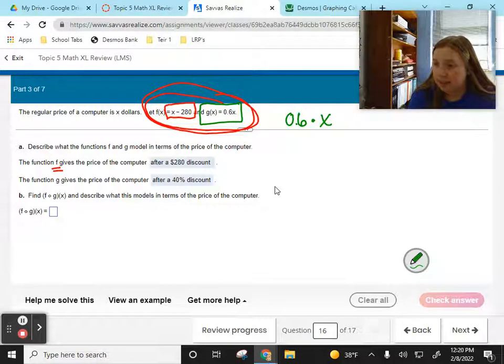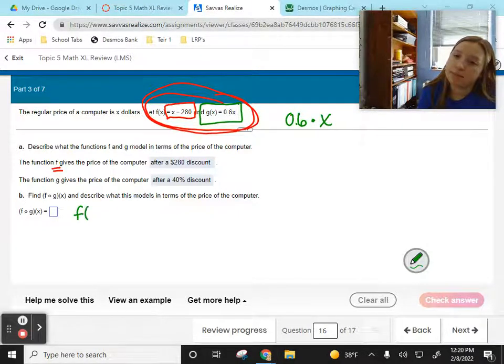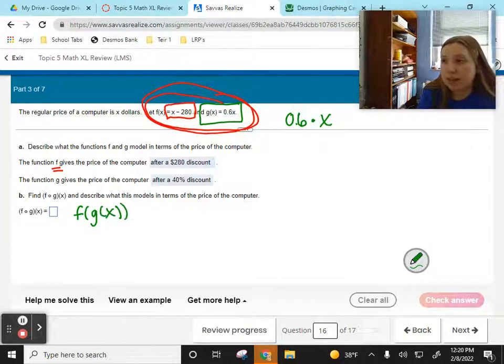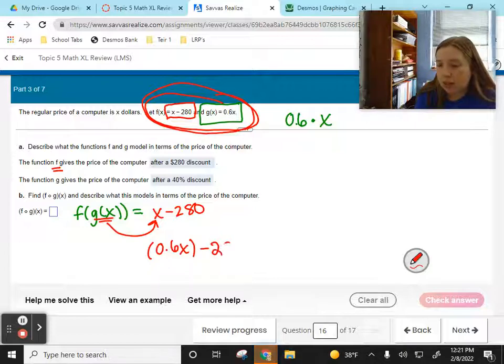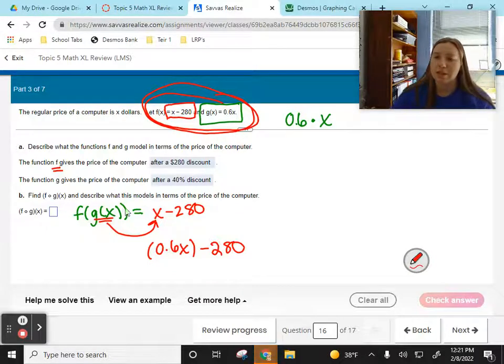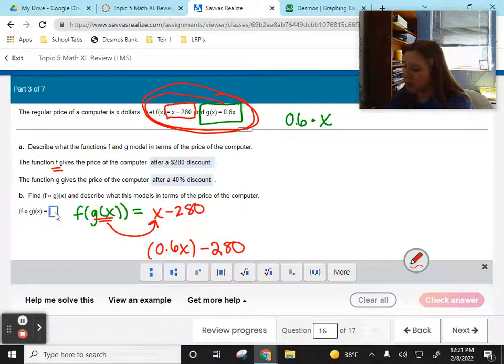f of g of x, we want to find f of g of x, and then we're going to describe what that means. So we're using our function f of x, and that is x minus 280. But instead of x, we're going to replace it with g of x, which means we're going to do 0.6x minus 280. Remember, anytime I substitute in a value, I'm going to put parentheses around it. So my answer here is going to be 0.6x minus 280.